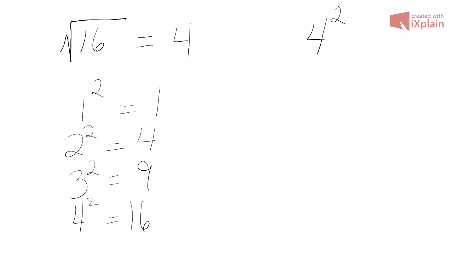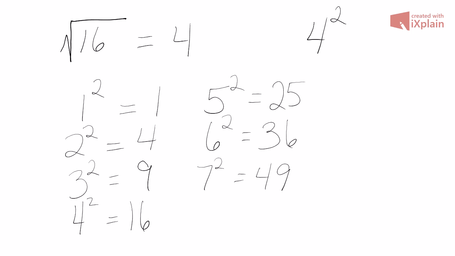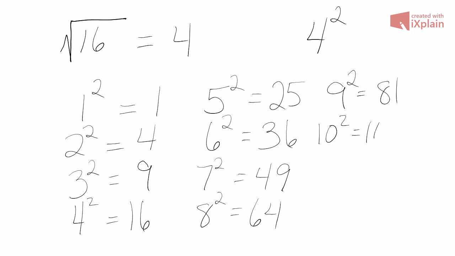Okay, next we have 5 squared. So 5 times 5 is 25. Now we have 6 squared. That's 6 times 6, which is 36. 7 squared would be 49. 8 times 8 is 64. Again, these are just some that you should probably already have memorized, but if not, that's okay. So 9 squared, that's 81. 10 squared, 10 times 10 is 100.